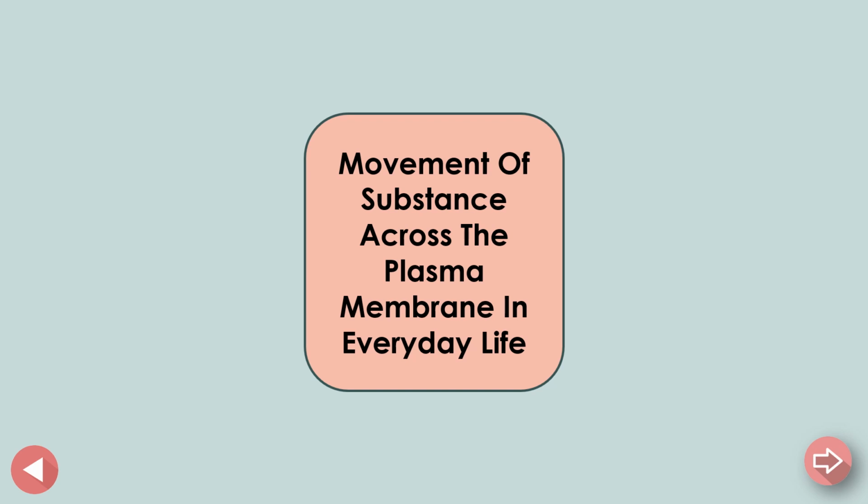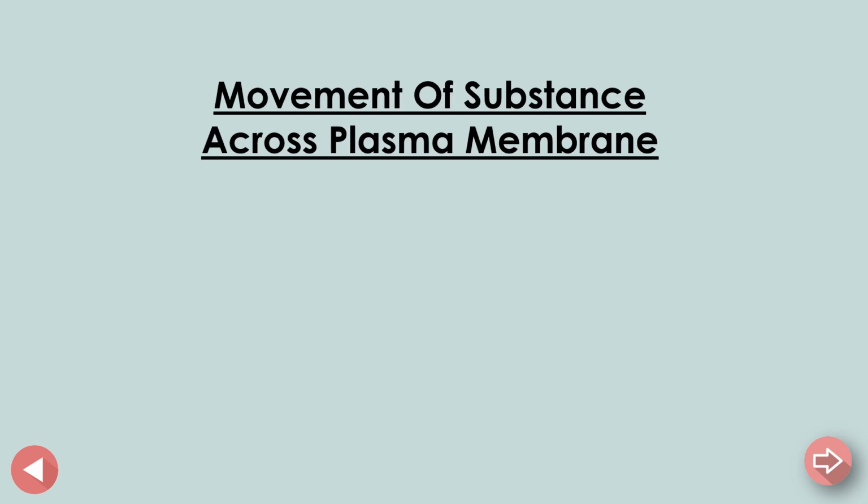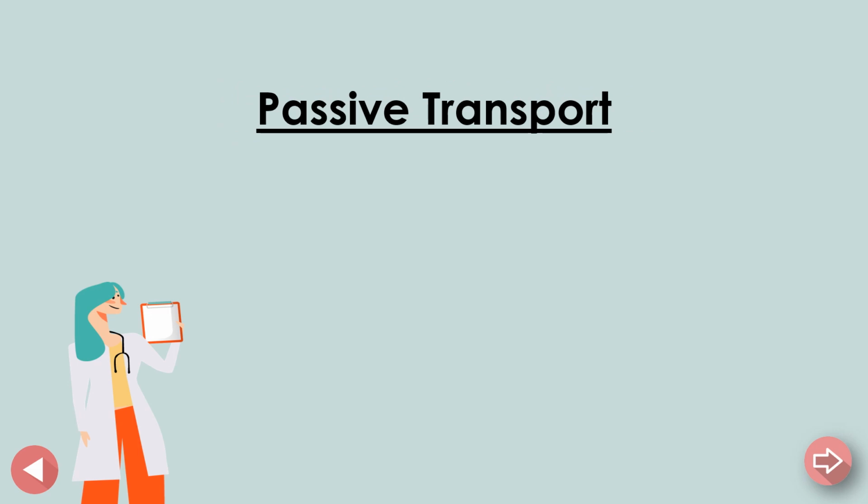Movement of substance across the plasma membrane in everyday life. There are two types of movement of substance across plasma membrane: passive transport, active transport. You can click each point to get more information. Passive transport. Definition, characteristics, types of passive transport. You can click each point to get more information.